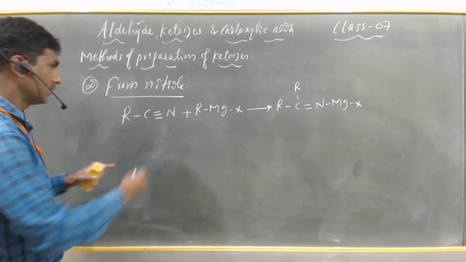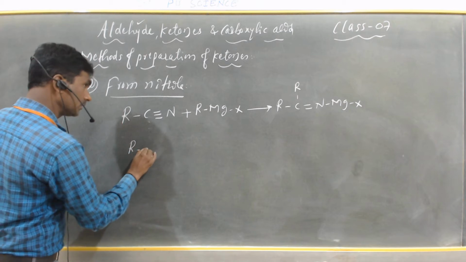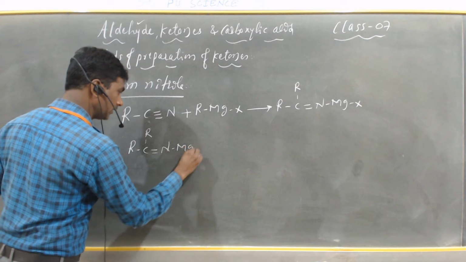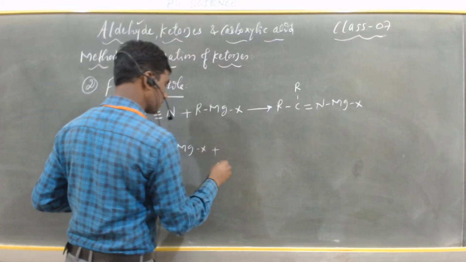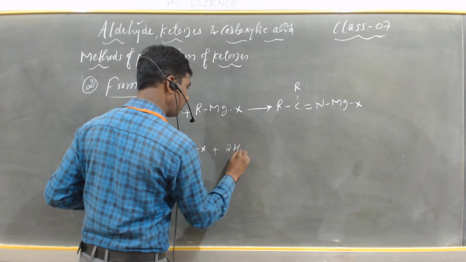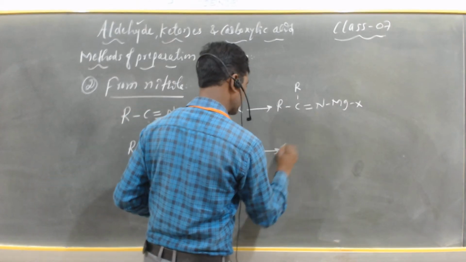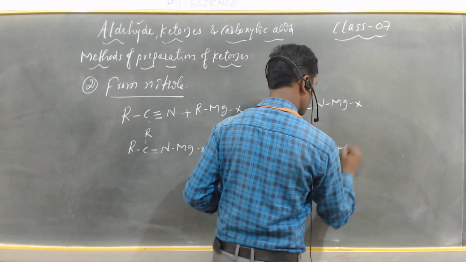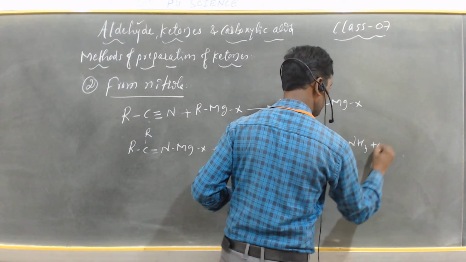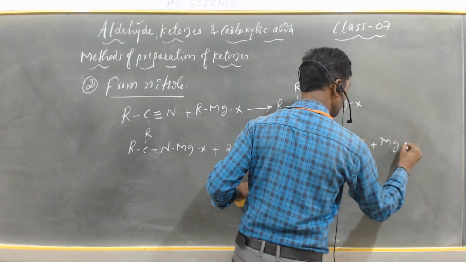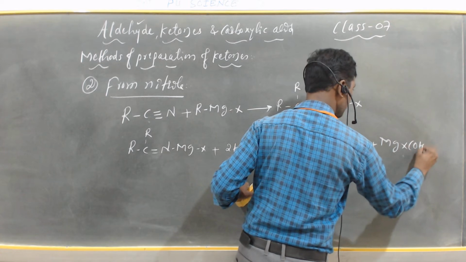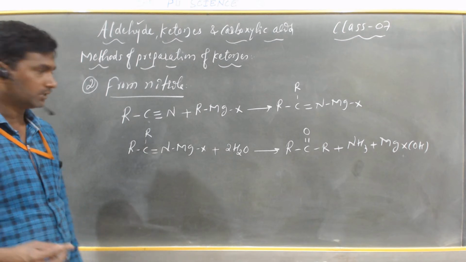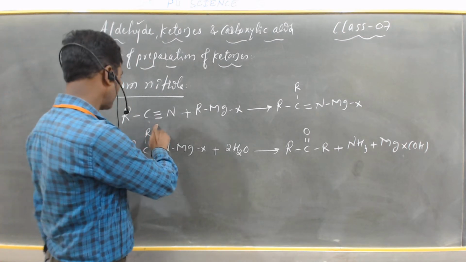Now you take this RCR double bond NMgX plus, on hydrolysis, we can get RCOR plus NH3 plus MgXOH. So this is called nitrile. This is alkane nitrile, called what, everybody?